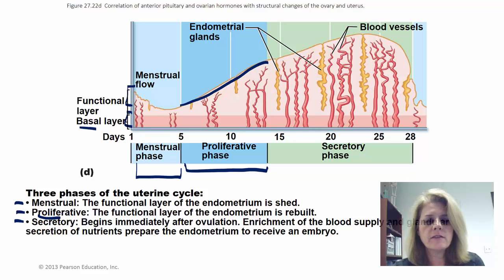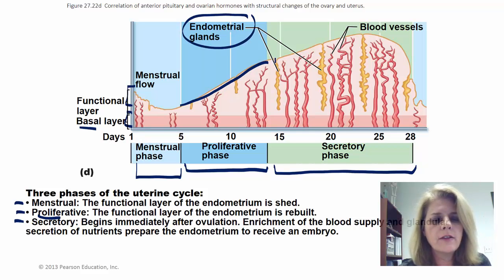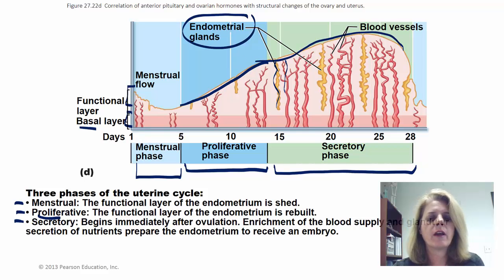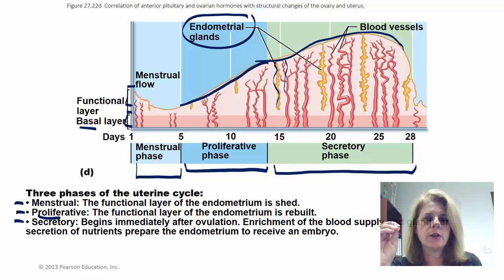The last phase is called the secretory phase, and this is when you have little endometrial glands, which are nutritive glands. They secrete an almost sugary type substance that lines the endometrium and provides nutrition for the embryo before you have a placenta, because the embryo comes down the fallopian tube into the uterus and implants, and it takes a while to get a placenta. So the secretory phase allows for nutrition for a possible implanted embryo.